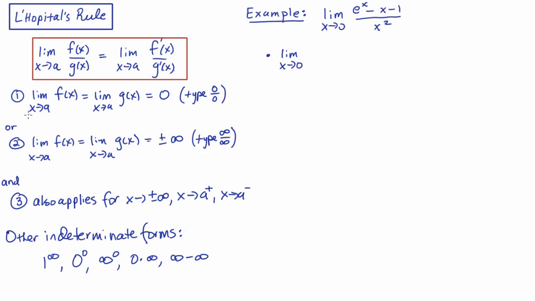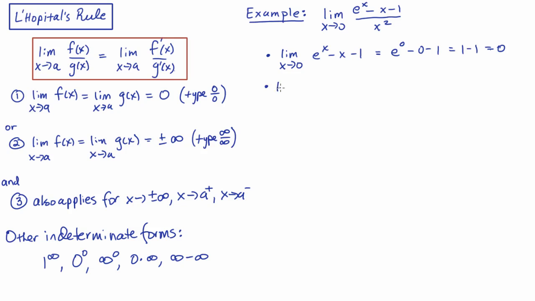What we're trying to do is see what type of indeterminacy we have. We're testing for either condition 1 or condition 2. And so the limit as x goes to 0 of the numerator is going to yield the following. Just simply plug in x equal to 0 where you see it. And in this case, we get 1 minus 1, or 0. So we know that the numerator is type 0.